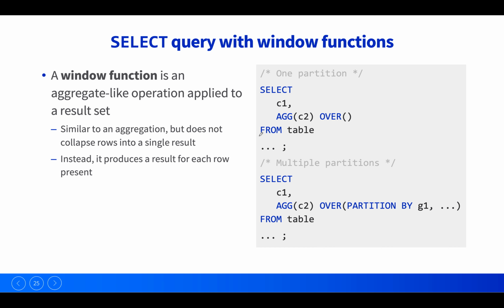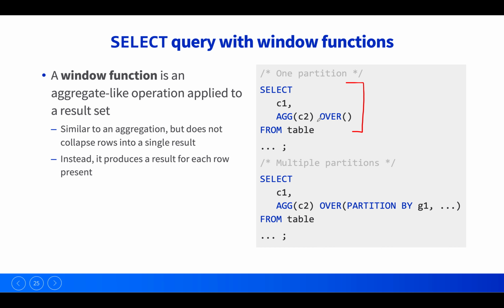First, we'll make it very simple. Let's take a look at this one partition window function. The structure of a select query with a window function is as follows. It's very similar to what we've seen before. We select columns and we can also do an aggregation. So select C1 and the aggregation of C2.